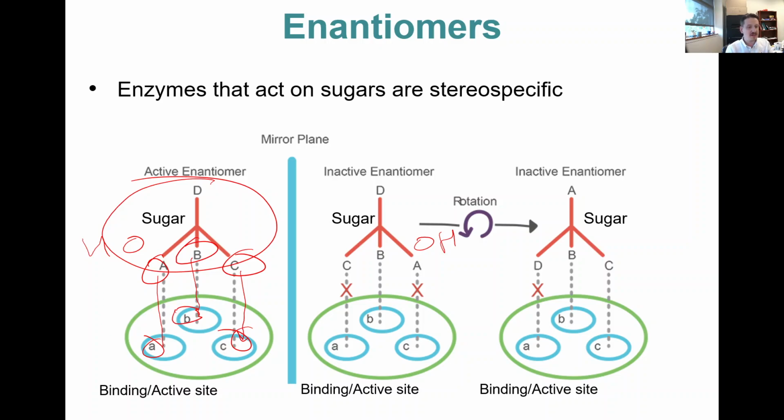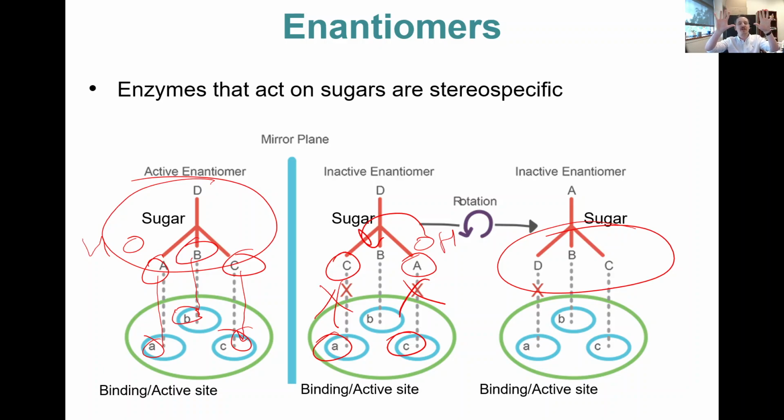And you see now that group A now aligns with pocket C, so that doesn't interact properly. And group C lines up with pocket A, and so that doesn't line up properly. So they're not lining up properly, so it's not going to bind. You may think, well, hey, let's just rotate it around. But if you rotate it around, it doesn't make it any better. You can never rotate it in order to make it fit.